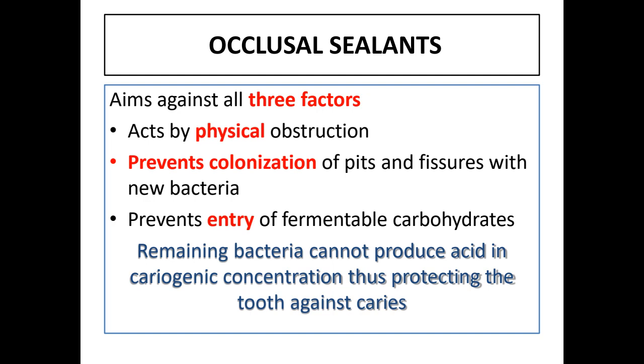The next is that it prevents colonization of pits and fissures with new bacteria. So there is no approach of new bacteria to the deep part of the pits and fissures because it is obstructed. Next, it prevents entry of fermentable carbohydrates. Because of the obstruction, the fermentable carbohydrates can't access the depth of the fissures. So with all these three factors, the remaining bacteria cannot produce acid in a cariogenic concentration, basically protecting the tooth against dental caries.